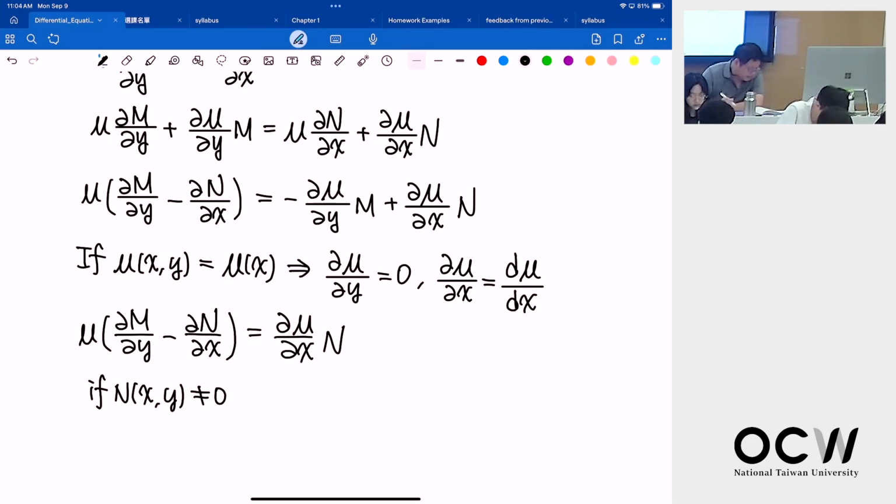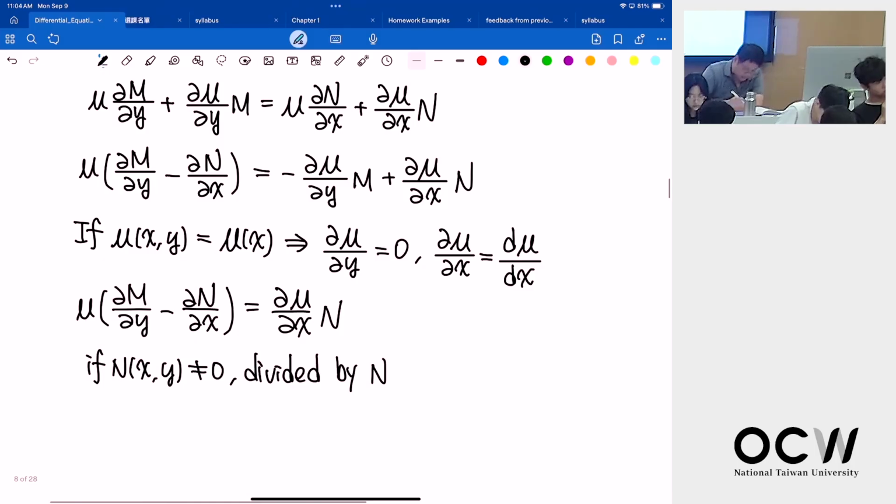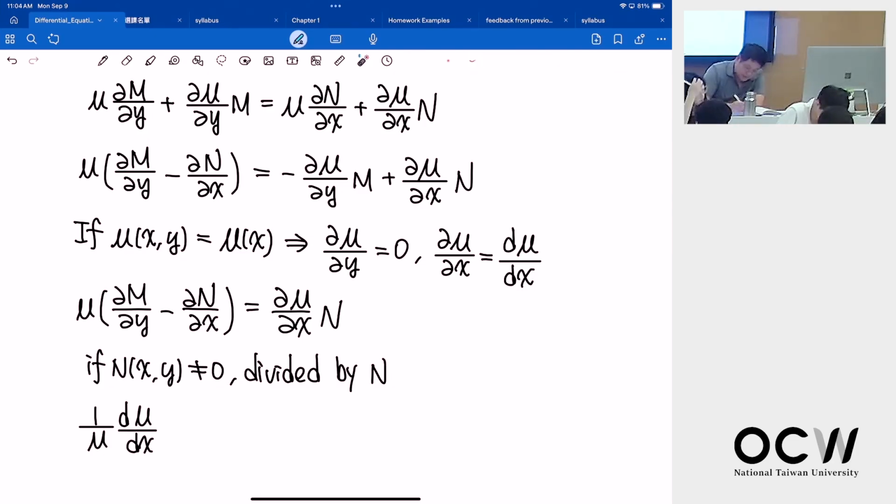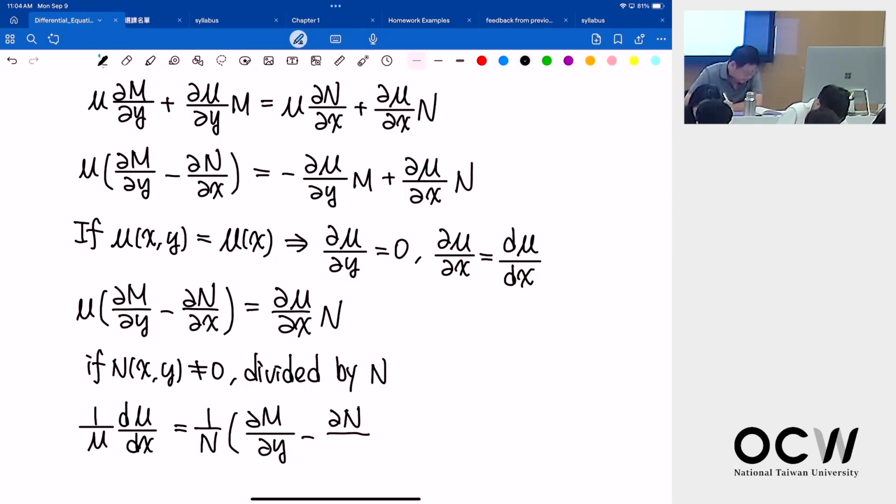Then we can divide by n. So 1 over mu, d mu over dx. That means I put mu to the right hand side. Okay. That'll be equal to 1 over n, partial m partial y minus partial n over partial x.